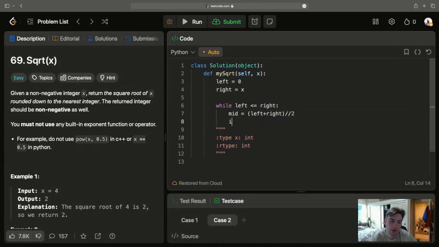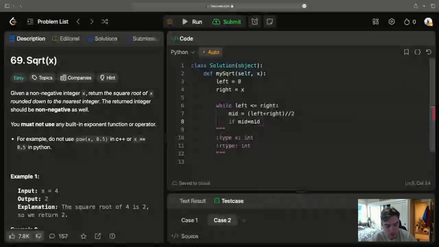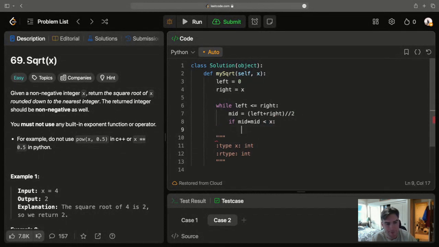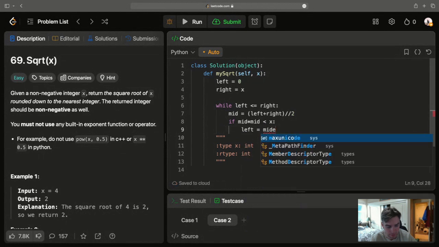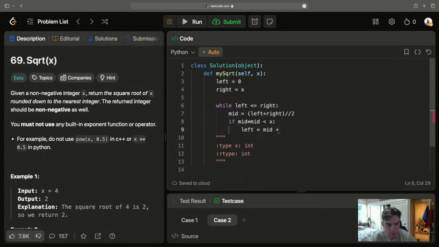And then we're going to say if mid times mid is less than x, then we need to do left equals mid plus 1. What do you think about that?